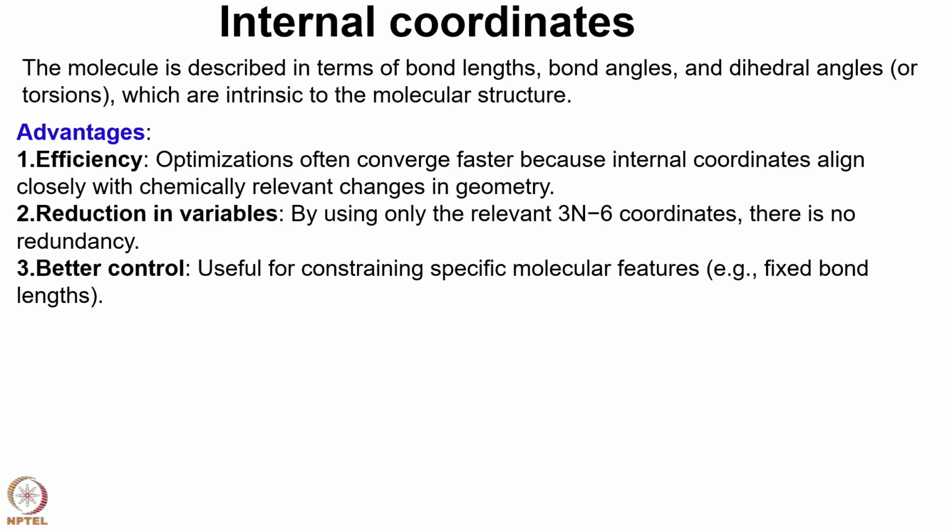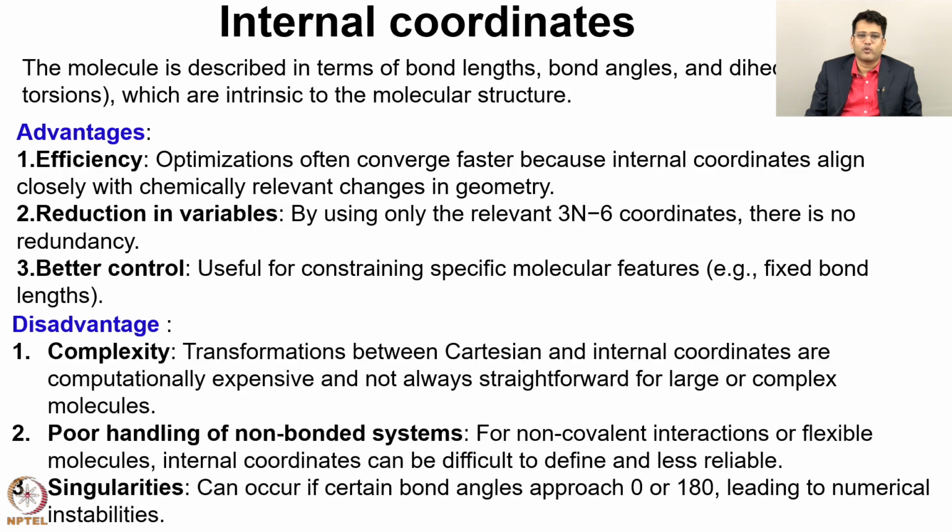I only need to optimize only the relevant 3N minus 6 coordinates, there is no redundancy. And if I want to have better control, like if I want to change only one of the bonds, or I want to scan the potential energy surface along one bond, internal coordinates are generally much more helpful. And when we do potential energy surface scans, most of the time we will use internal coordinates. Now, what is the disadvantage?